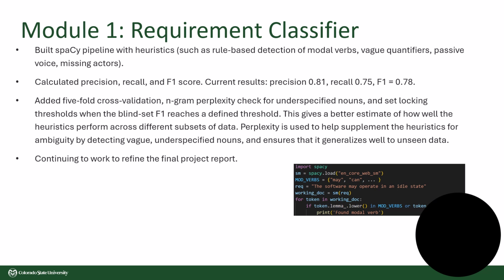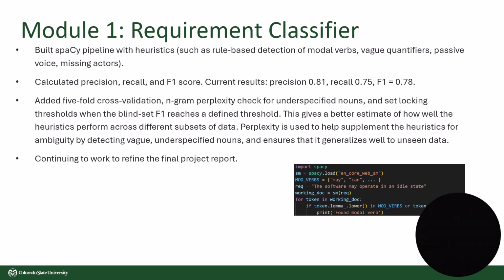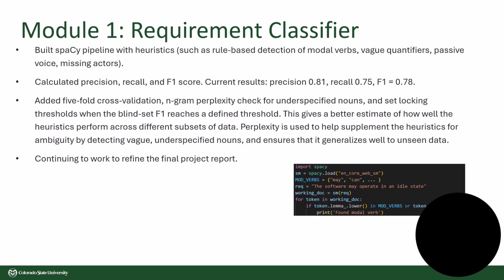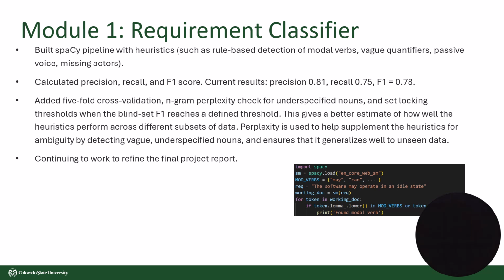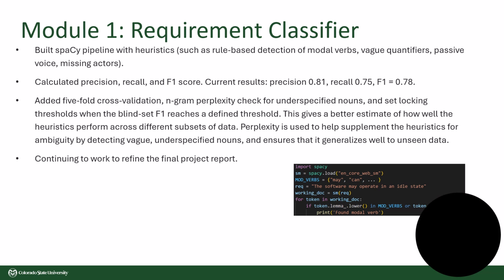Calculate the precision, recall, and F1 score. My current results are precision 0.81, recall 0.75, and F1 score 0.78. I also added 5-fold cross-validation, an n-gram perplexity check for underspecified nouns, and set locking thresholds when the blind set F1 reaches a predefined threshold. This gives a better estimate of how well the heuristics perform across different subsets of data.